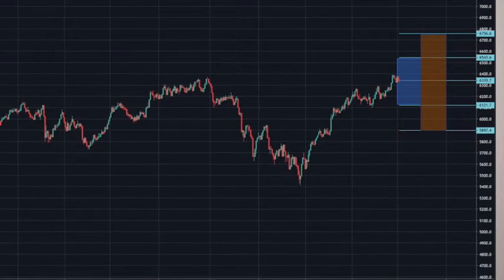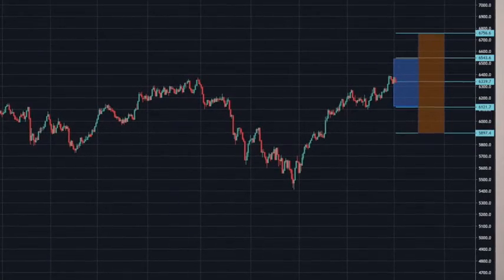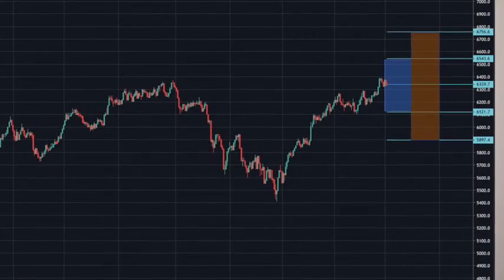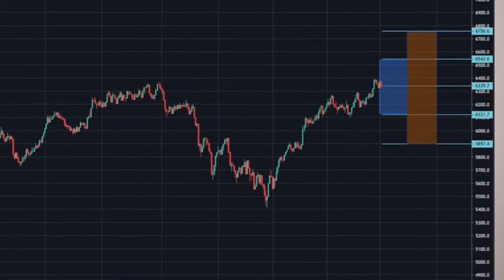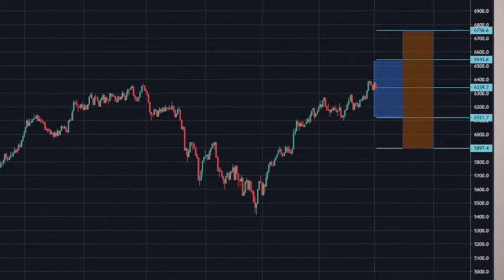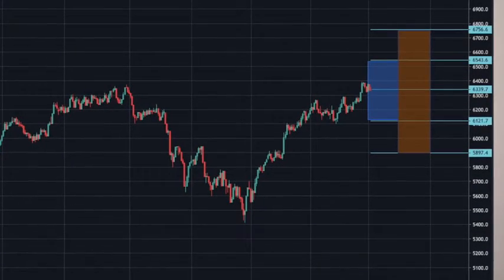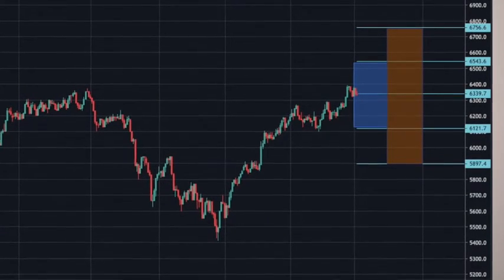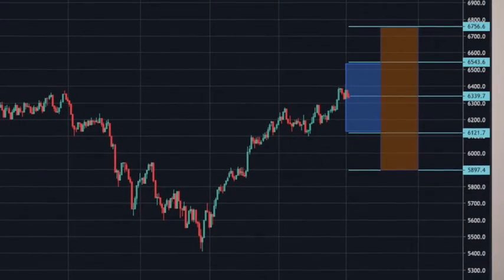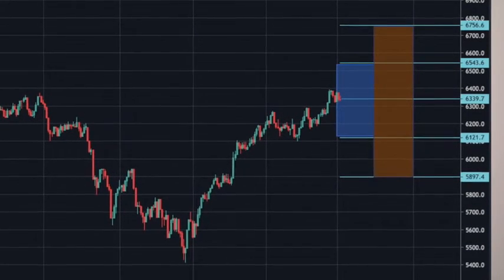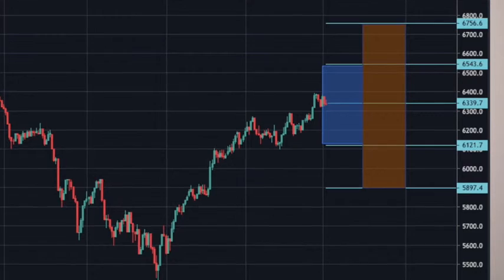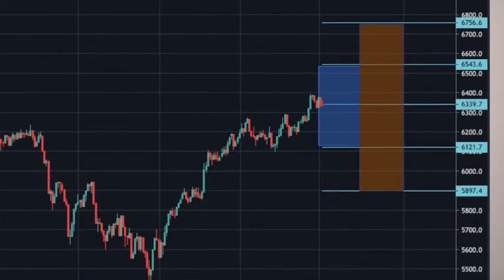Now, the first one, the blue box, represents the 68%, and then the orange box represents the 95% probability. Now, I don't want to go into the hardcore statistics of how and why this works, but it's really important to remember that the volatility index is a measure of fear. And by using it, you can work out whether the market is going to make a large move over the next 30 days or a small move.